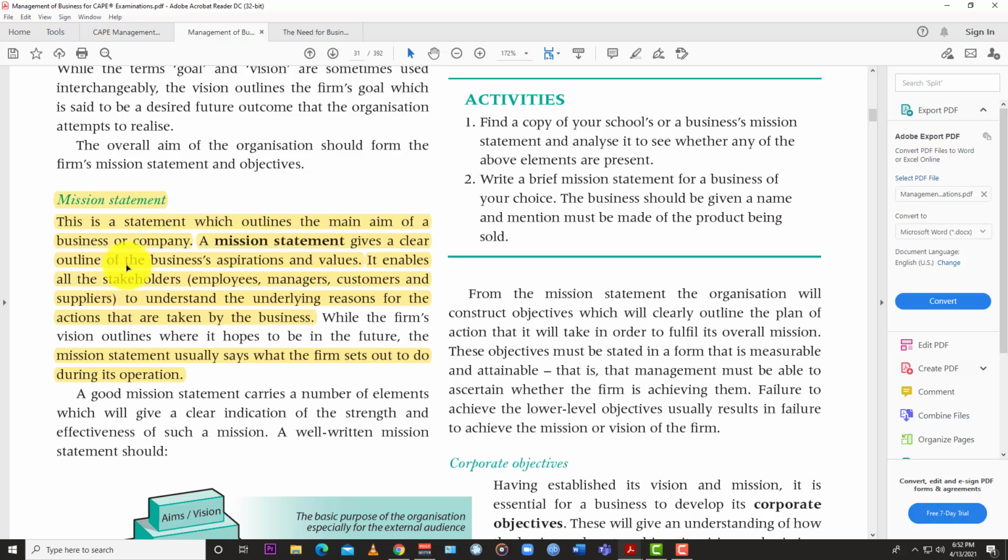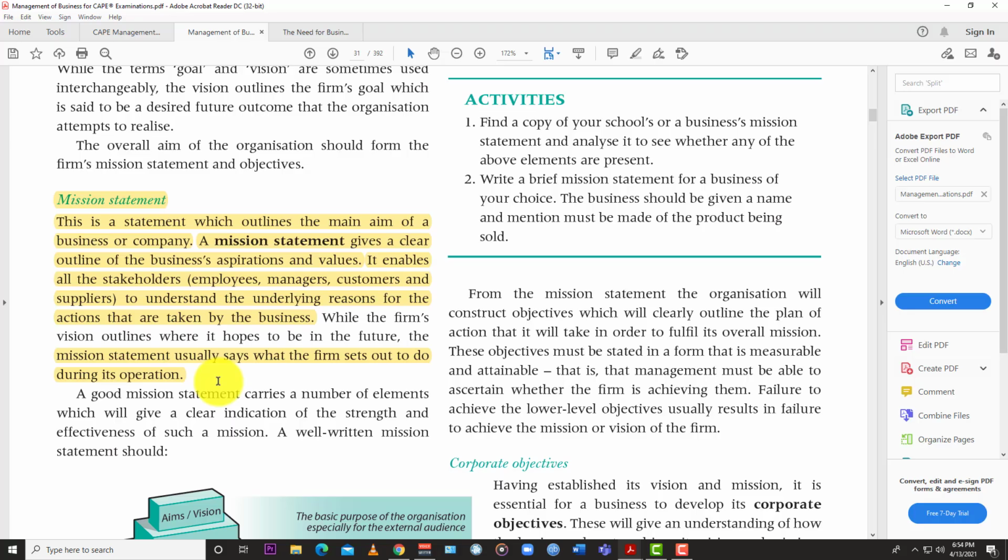Also, it enables all stakeholders to understand the underlying reasons for the actions that are taken by the business. Did you hear that one again? It enables all stakeholders to understand the underlying reasons for the actions that are taken by the business. So if persons out there, or even employers, employees, customers, see the company acting in a certain way, based on the mission statement, they would know why the company is doing what it is doing.